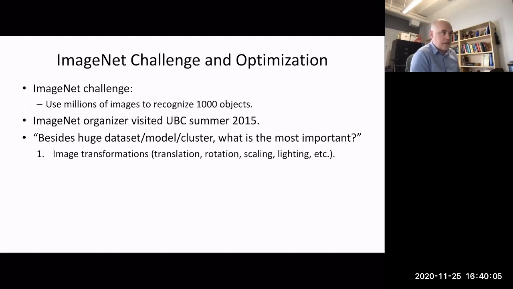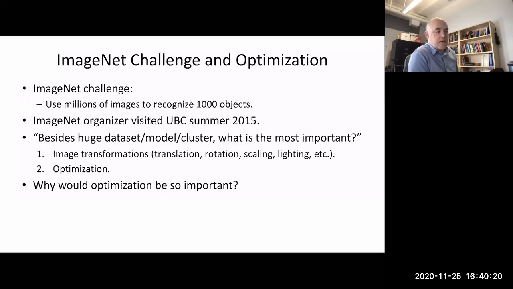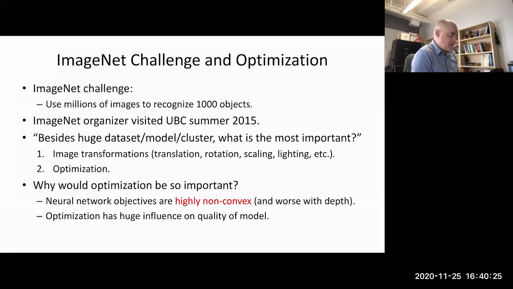So rotating or translating or scaling or changing the lighting of images is very, very useful. And then optimization, the kind of optimization algorithm you use, is really, really important. You get asked, why should optimization be so important? Well, the objectives that we're talking about are highly non-convex, and they get nastier in terms of optimization surfaces with depth. So the optimization choices that you make, it turns out, are very highly correlated with the quality of the model.